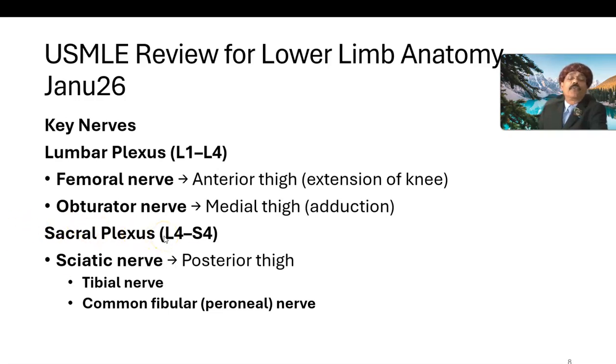Sacral plexus: the most important nerve coming out of the sacral plexus is the sciatic nerve. This innervates the hamstring muscles and also provides cutaneous innervation below the knee. It is the nerve for motor innervation of the hamstring muscles. Two components, the tibial nerve and the common fibular nerve, and each of them has cutaneous innervation: the sural nerve from the tibial nerve, and the lateral cutaneous nerve of the calf from the common fibular nerve.